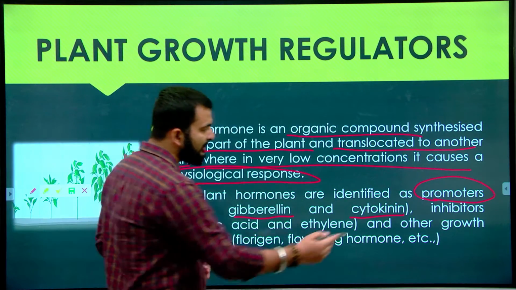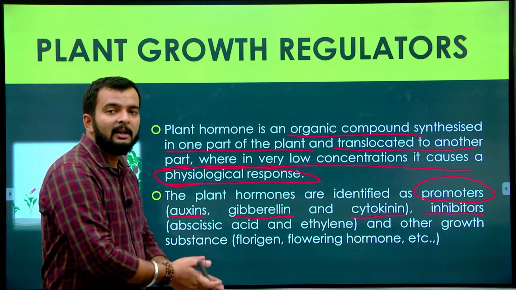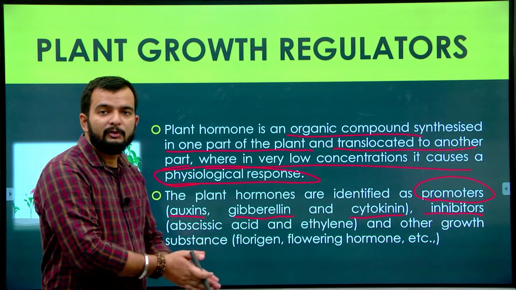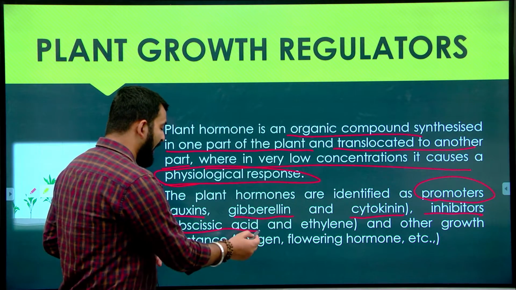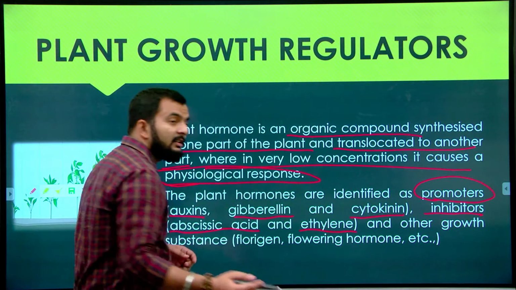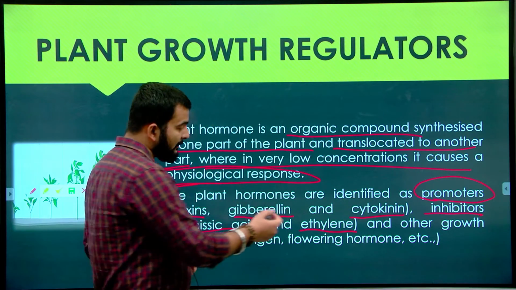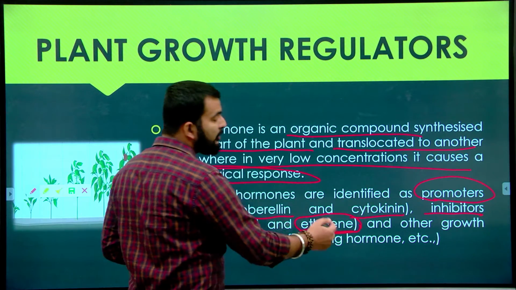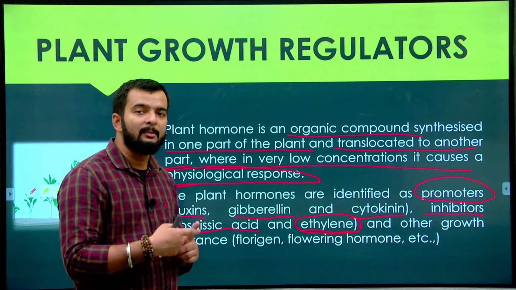And then we have inhibitors, that is, they will inhibit or nullify or hinder the growth of the plant in one way or another. Under inhibitors we have abscisic acid and ethylene. See, ethylene you have studied, it is helpful in ripening. Now ethylene performs both functions. It can be used as a promoter, or it can also be used as an inhibitor.